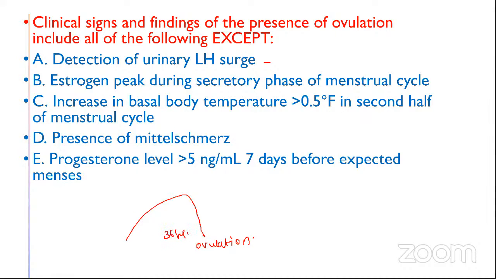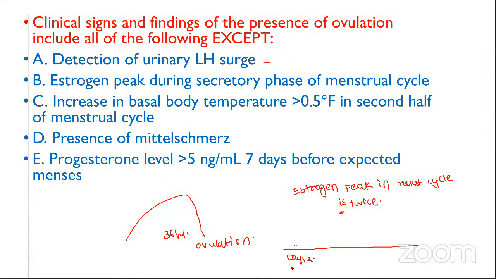Estrogen peak during secretory phase. Now, how many times does estrogen peak in a menstrual cycle? Usually the estrogen peaks twice in the menstrual cycle. The first peak is just before ovulation, just before LH surge onset. So around day 12 to day 13, you'll have the first peak. And the second peak is in the second half of the cycle.